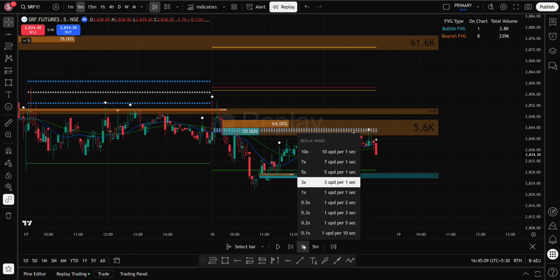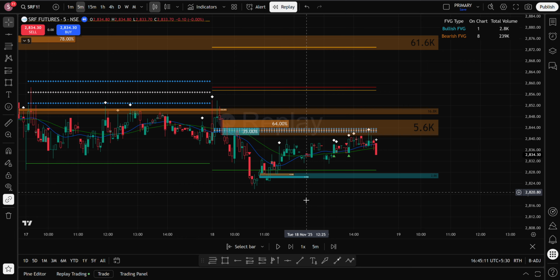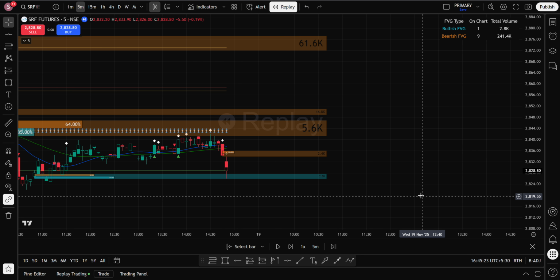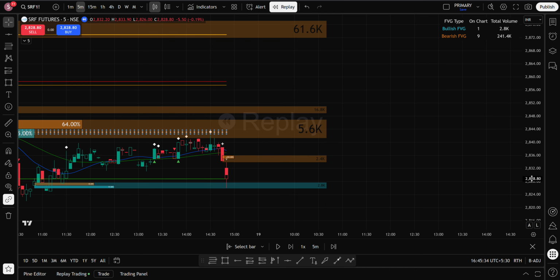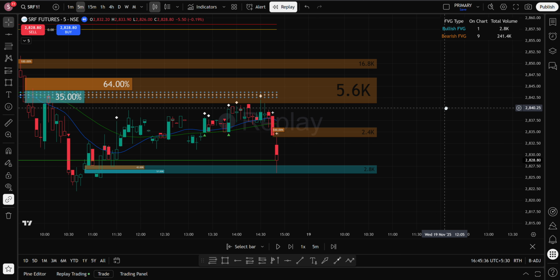What we need to do is go one candle bar at a time. I want to tell you how to use the indicator. Let me play it. If you see here now, 5.6k to 2.4k. The volume is clearly saying that selling pressure went 16 to 5, 5 to 2.4k, which means the pressure is reducing.